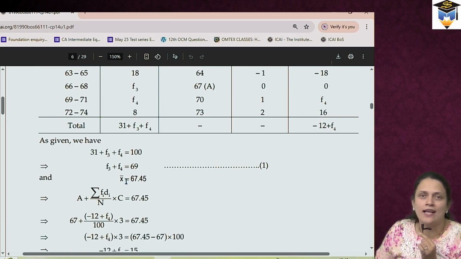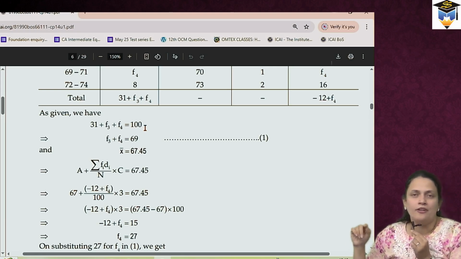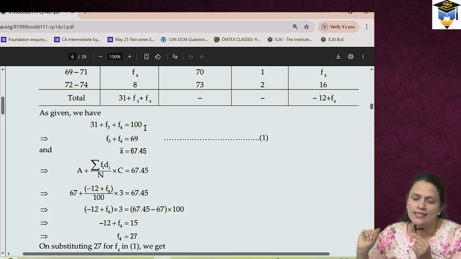Now x bar, that is arithmetic mean, is given to us as 67.45. Use the formula to find out F4, missing frequency. So have you understood this part? Okay, I want you to write from this part. Please write it down. 31 plus F3 plus F4 is equal to 100. Give the reference, example number from the textbook. Okay, write this down. Now we will say F3 plus F4 is nothing but 100 minus 31, which comes out to be 69.